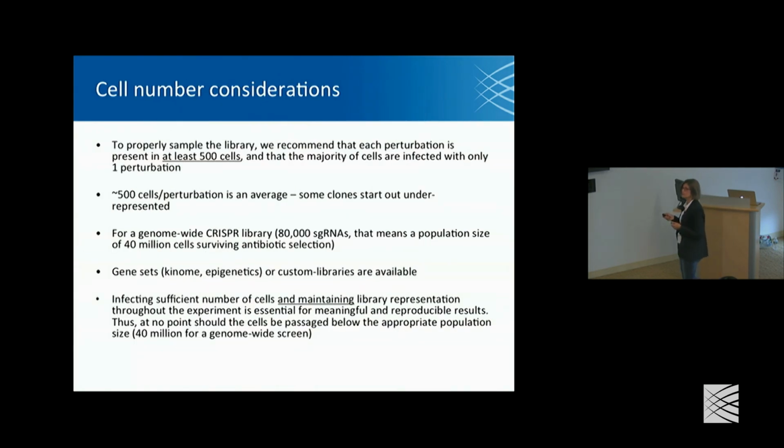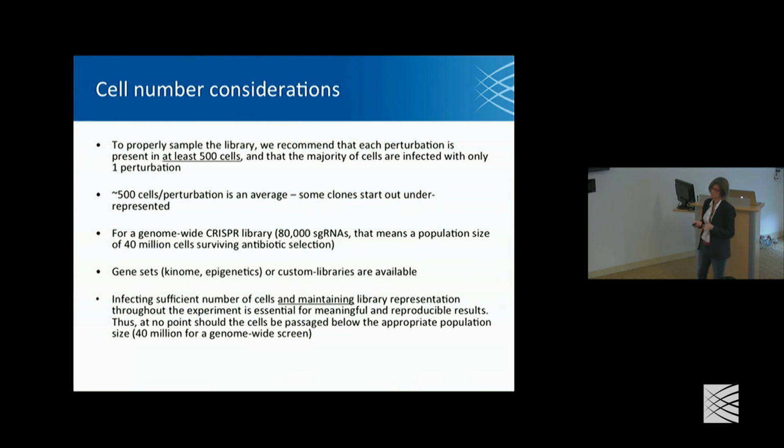The cell number is a very important consideration in pooled screens. We're going to focus now on pooled screens. The array screen will be covered later by Brianna. To properly sample the library, we recommend that each perturbation is present in at least 500 cells, and the majority of the cells need to be infected with only one perturbation. When we talk about 500 cells, we talk about an average, so it is a distribution, and some perturbations will actually be low represented.